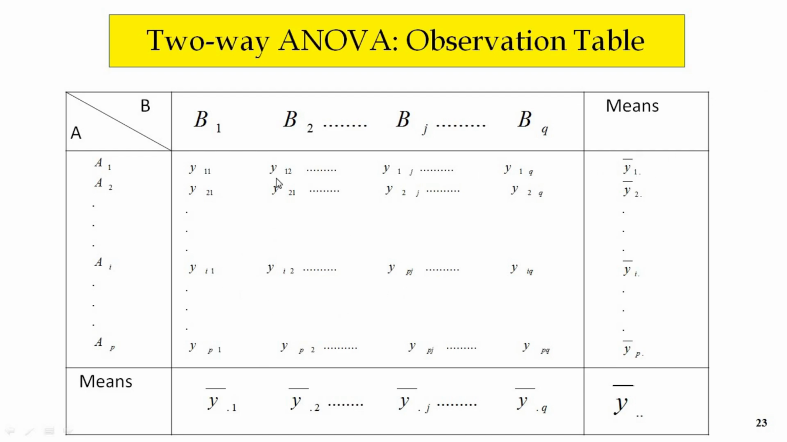And these are the means: for A1, Y1. bar, for A2, Y2. bar, and for Ai, Yi. bar, up to AP, YP. bar. And this side also for B1, Y.1 bar, Y.2 bar, up to Y.j bar, up to Y.Q bar. So this is the grand mean, Y.. bar. This is the observation table for two-way analysis of variance.